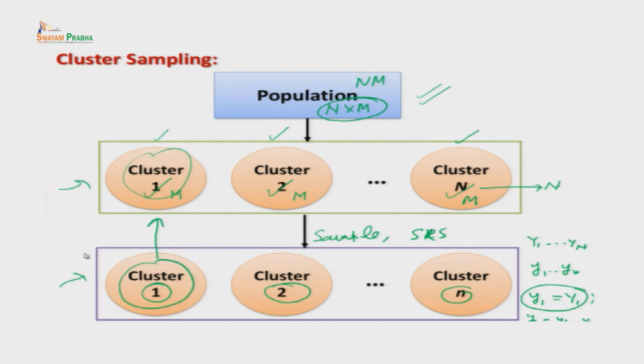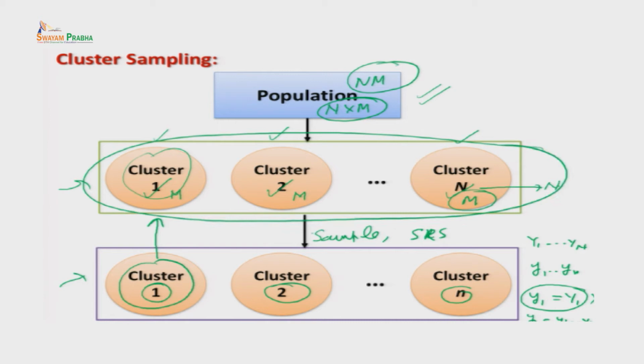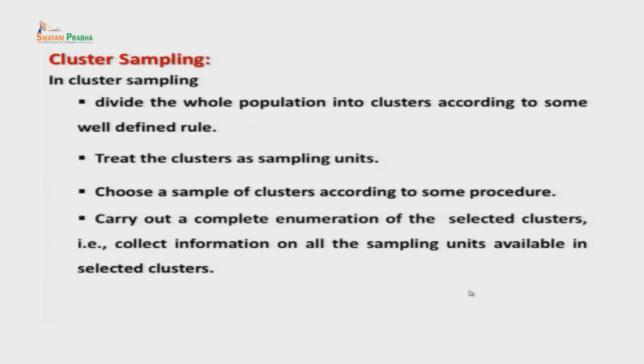So, this is about cluster sampling, that the entire population of capital NM units is now divided into capital N number of clusters, and each cluster is of size, suppose, capital M, and from this capital N number of clusters we are trying to draw a sample of small n number of clusters. So, now tell me what will be your total sample size? That will be n into capital M, because every cluster is of size capital M, right. So, this is the setup of cluster sampling.